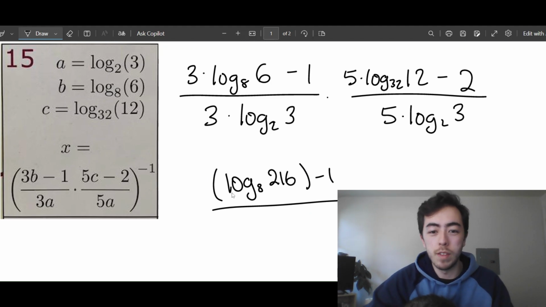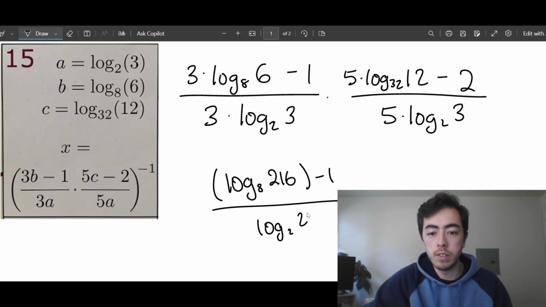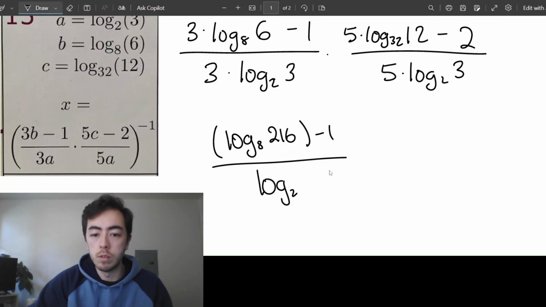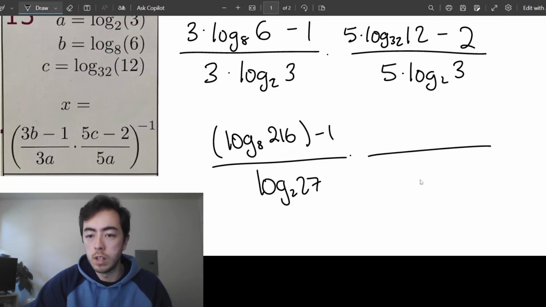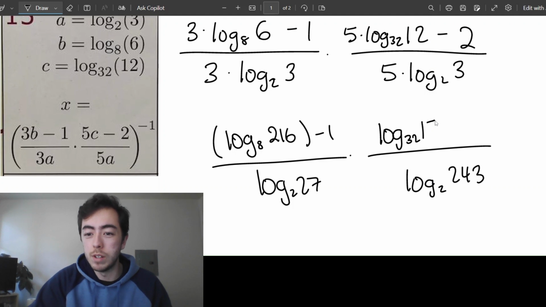And I could do the same thing in the denominators. I could do log base 2 of 3 cubed, which is 27. And I'll do something similar over in this denominator, where I'll have log base 2 of 3 to the power of 5, which is 243. Honestly, this is not looking so hot, especially here with this 5 and this 12. If I keep going with my pattern, I don't really know what 12 to the power of 5 is off the top of my head.